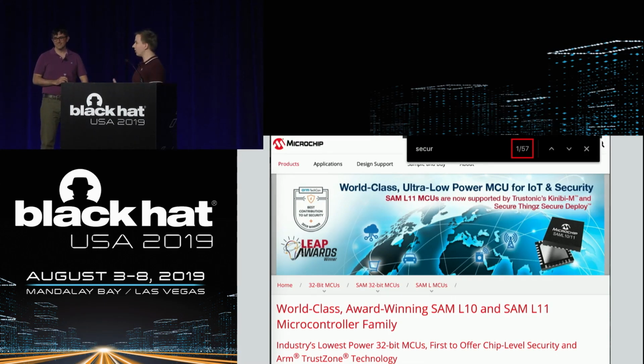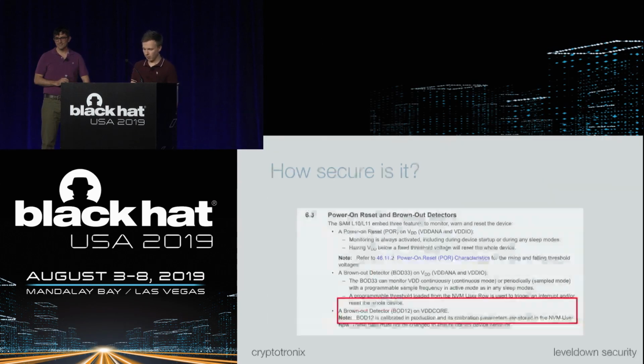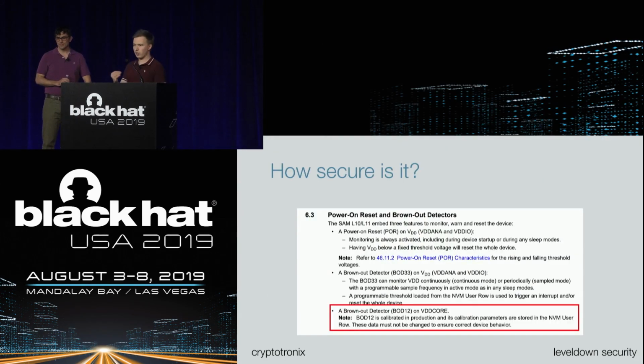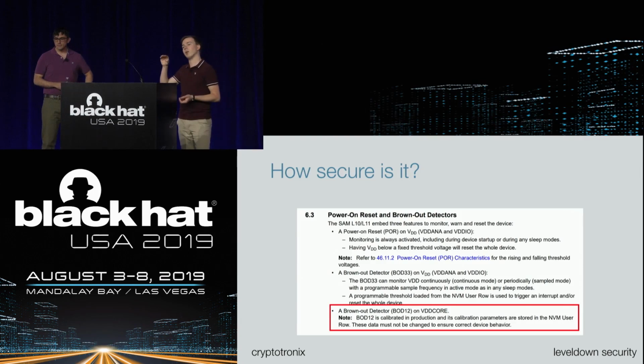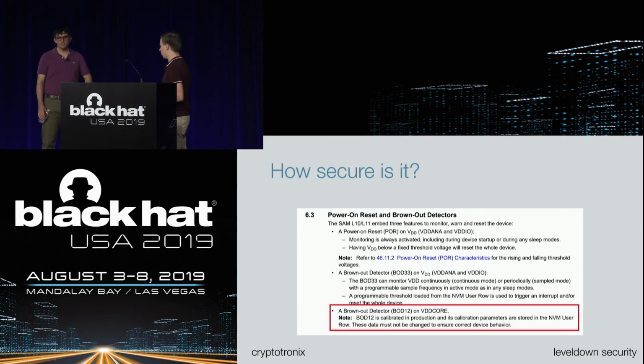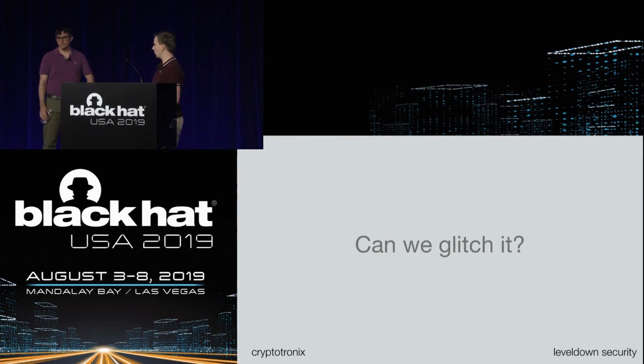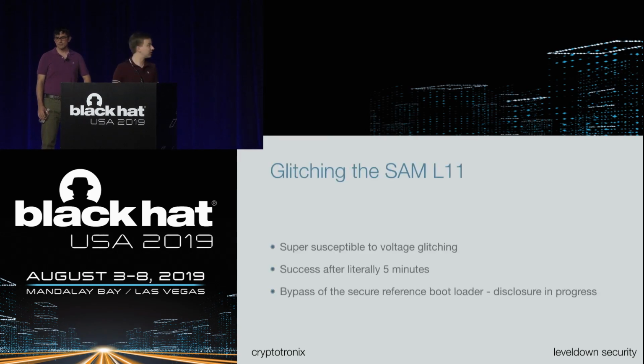And if we read the data sheet, one of the things that really set us off was that there's a factory calibrated brownout detector on VDD core. The idea behind the brownout detector is that it detects issues on the power lines. For example, if your voltage drops too low, the brownout detector will reboot your chip or reset your device. So we were curious whether we could glitch it. It was very surprising, because the first time we thought we had messed it up, since we had success literally after 5 minutes. So it's super susceptible to voltage glitching.